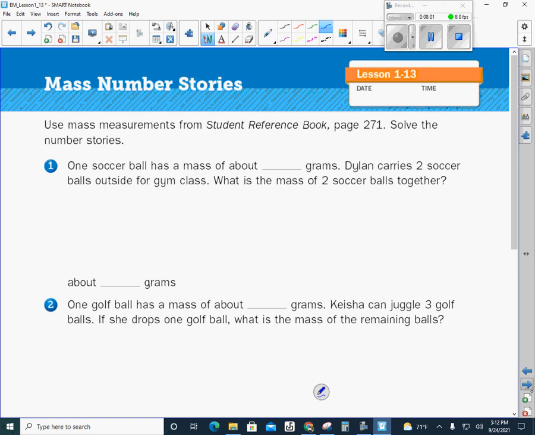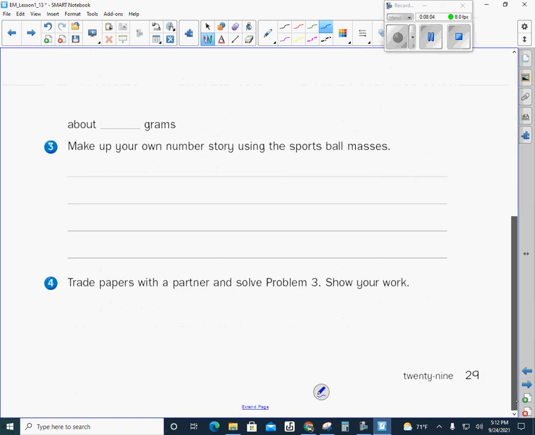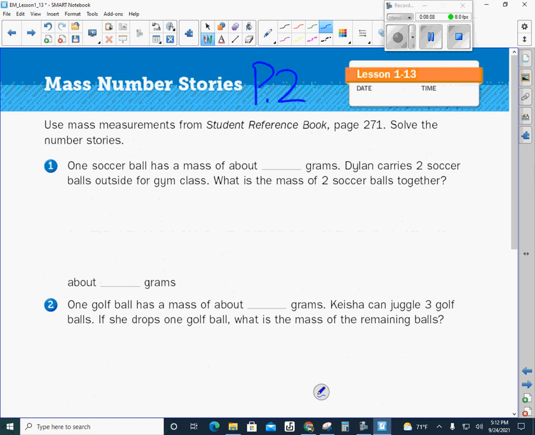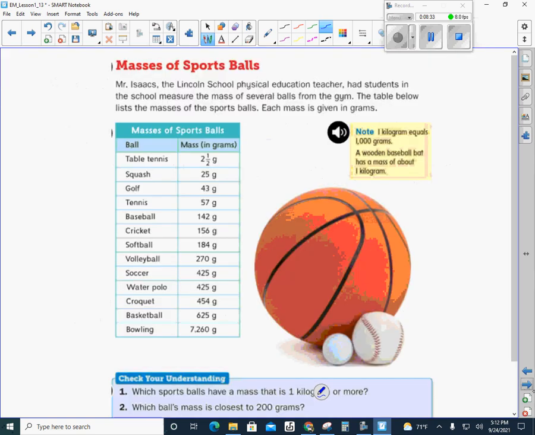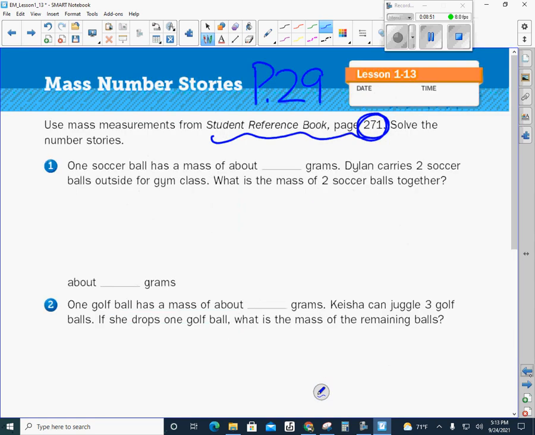All right, now let's look at number stories on page, I always forget what page this is, page 29. It says that we're going to use measurements from our student reference book on page 271. Now, I know if you're in Mrs. Rowland's room, she's really good at teaching you how to get online and find that student reference book. We haven't really done that a whole lot in my room yet this year. If you don't know how to find the student reference book, I am going to give you the page right here. I'm going to give you a couple of minutes. If you know how to get on the student reference book, do that. If not, I'll give you the reference page here and get your workbook ready on page 29. Pause the video, get yourself ready.